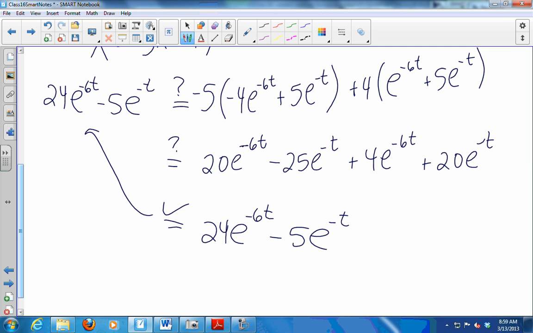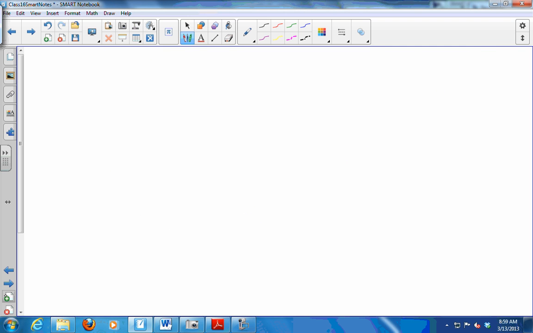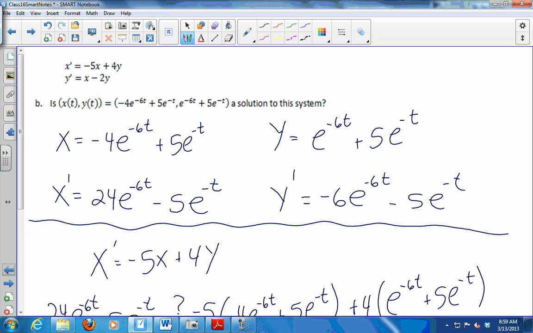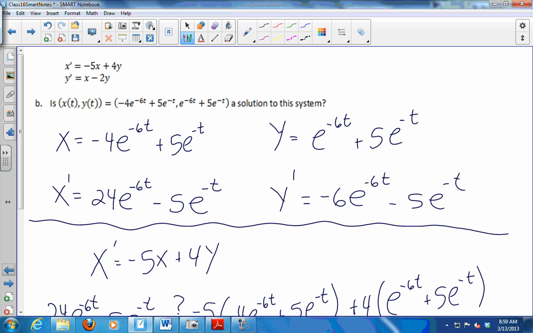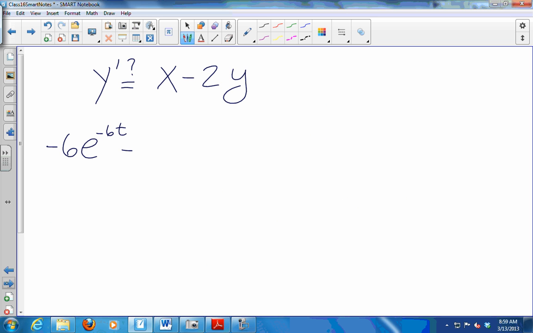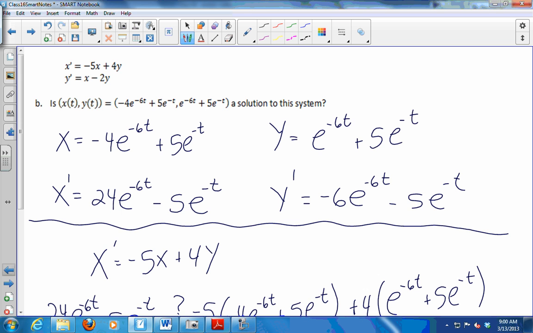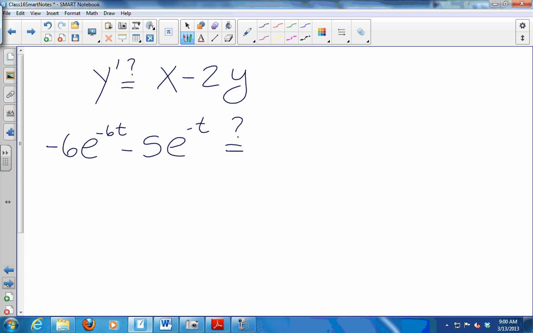Right? Now we have to check the y prime equation, y prime equals x minus 2y. Okay, so y prime, that's negative 6 e to the negative 6t minus 5 e to the negative t. Does that equal x, which is negative 4 e to the negative 6t plus 5 e to the negative t, and what's y?